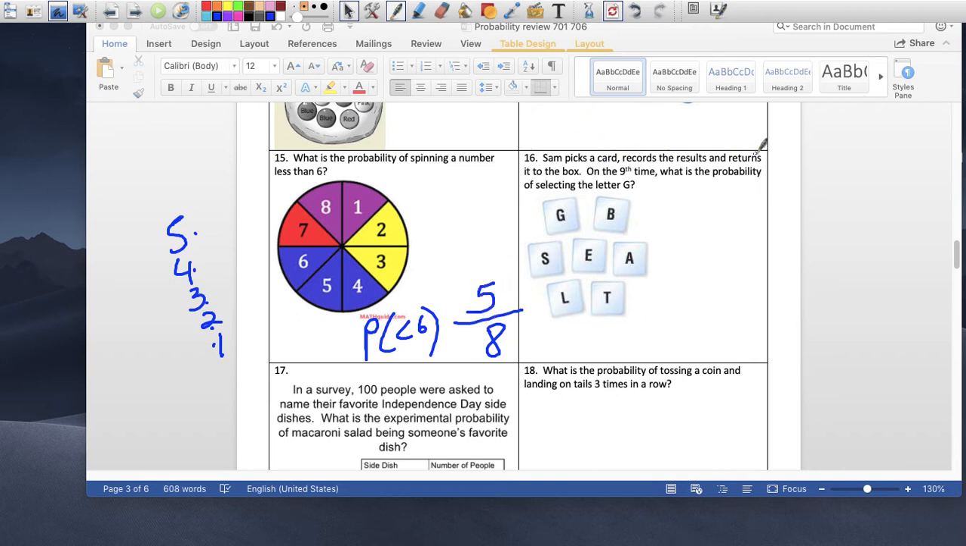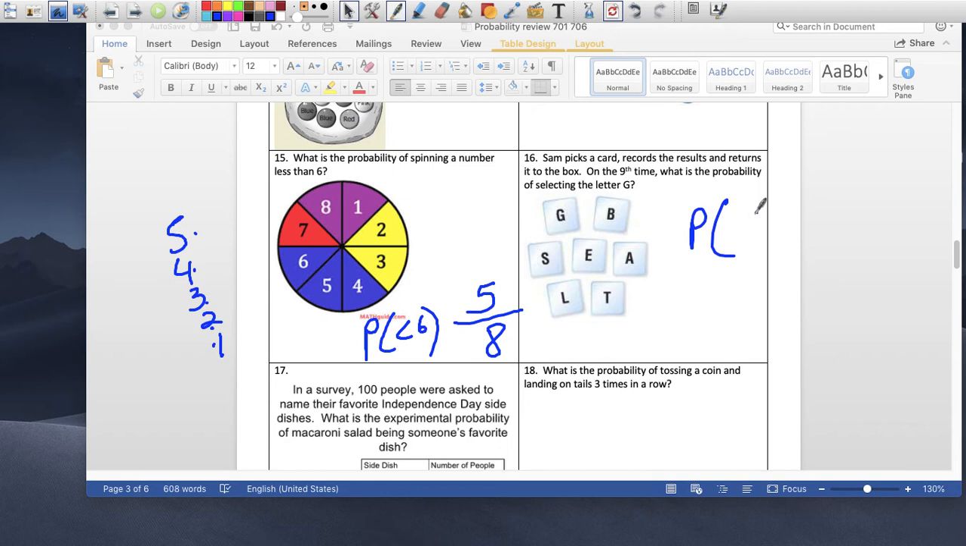Sam picks a card, records the results, and returns it to the box. Okay, so he's going to take it and look at it and put it back. On the 9th time, so he already did this 8 times. We don't know what the previous results are, but on the 9th time, before he does it, what's the probability of getting the letter G? Well, whatever he got in the previous 8, it's going to have no relevance here. It's not influencing anything.